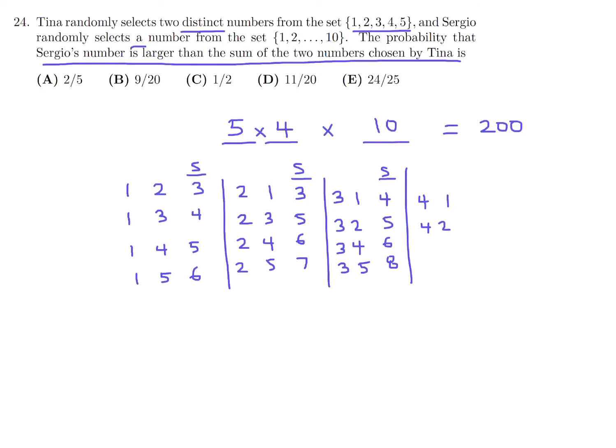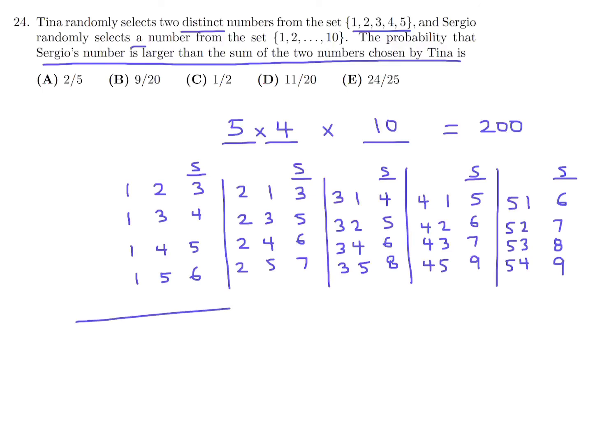4, 1, 4, 2, 4, 3, and 4, 5. The sums here are 5, 6, 7, and 9. And finally, 5, 1, 5, 2, 5, 3, and 5, 4. And the sums here are 6, 7, 8, and 9. Okay? So this is our table.